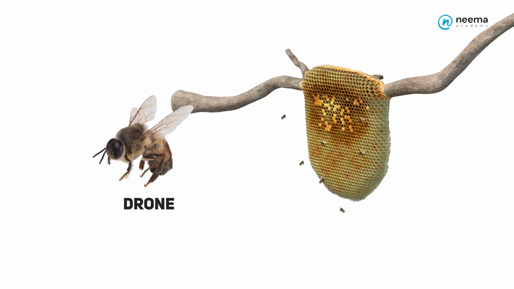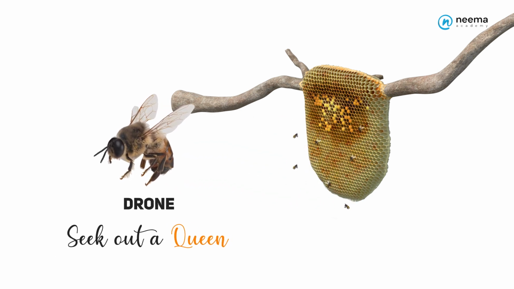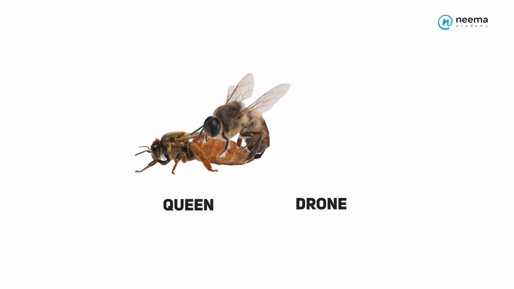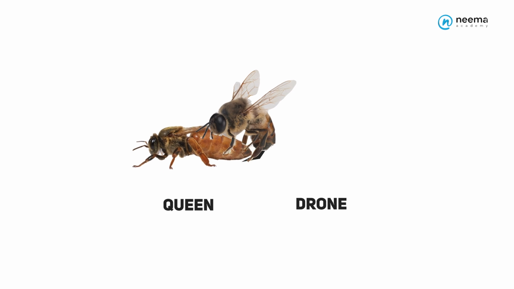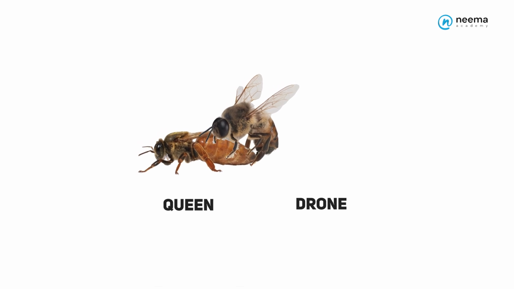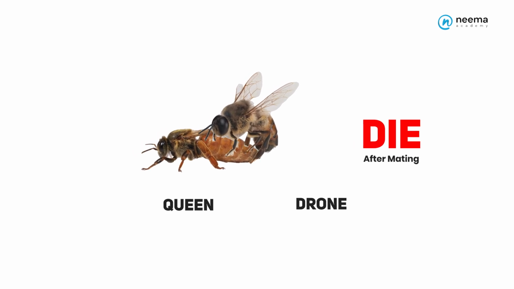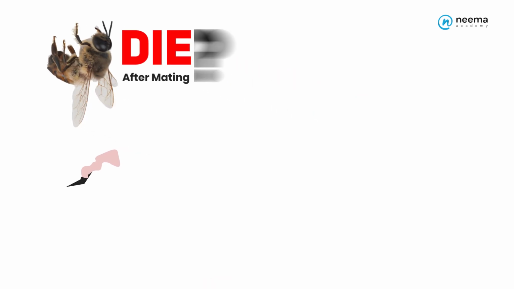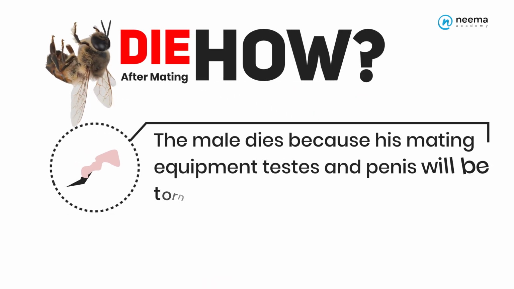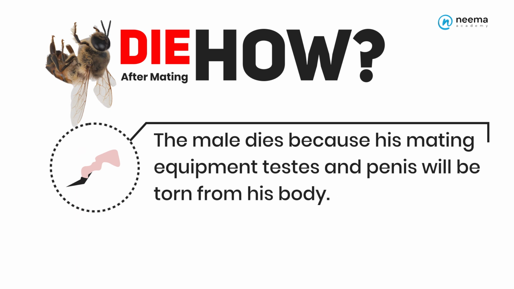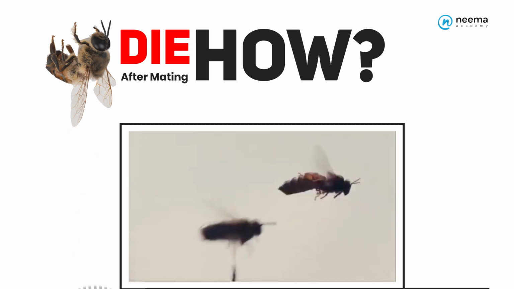Their only purpose in life is to seek out a queen from their own or another colony to mate with. Unfortunately, if drone bees are successful in finding a female bee, they will die after mating. Die after mating? How? The male dies because his reproductive parts, testes and penis, will be torn from his body.